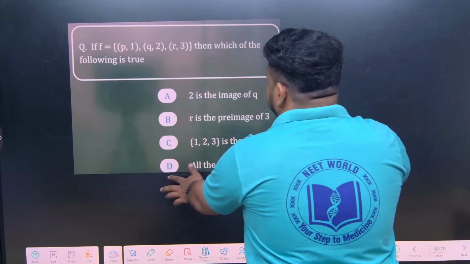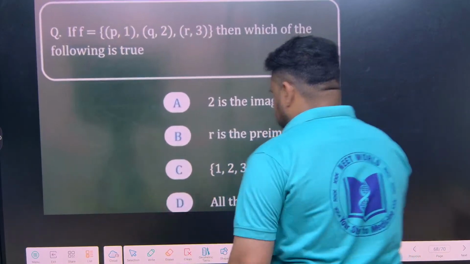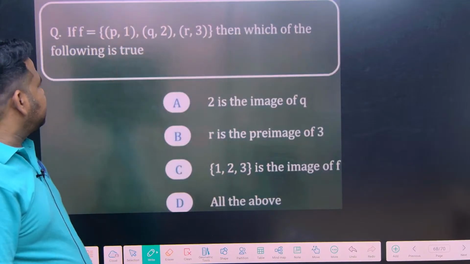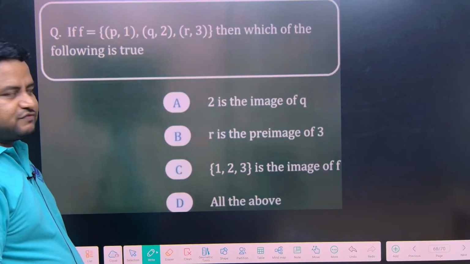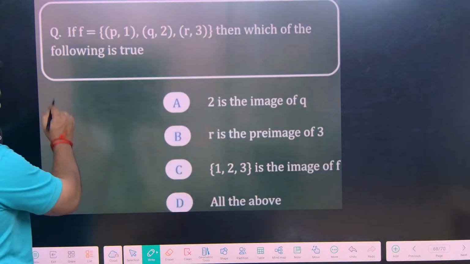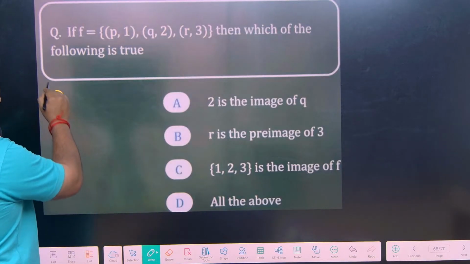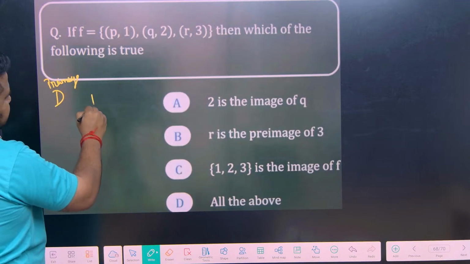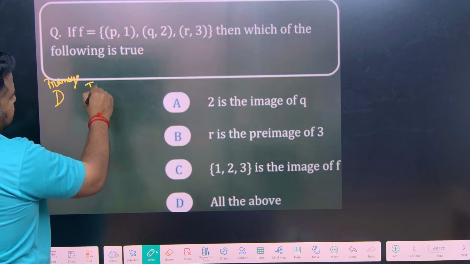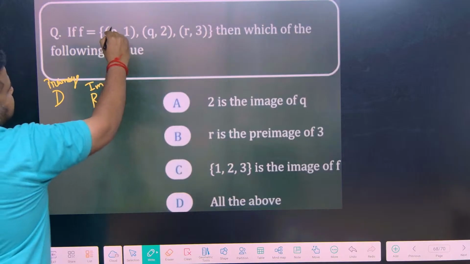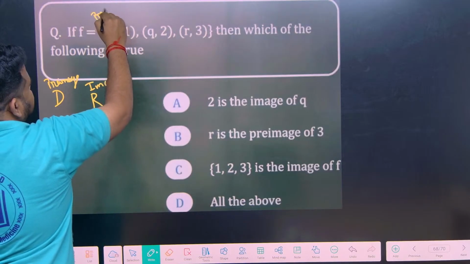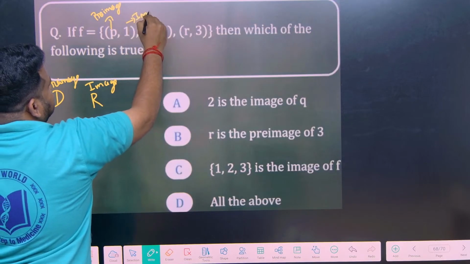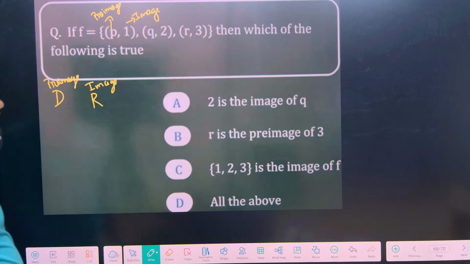Look at this. From the same question, they have asked another type of sub-question. If the function is defined by this, then which of the following is true? I told you, whatever we write as domain is called the pre-image. And whatever we get as range is called the image. For example, this will be the pre-image, and this will be the image. Correct?